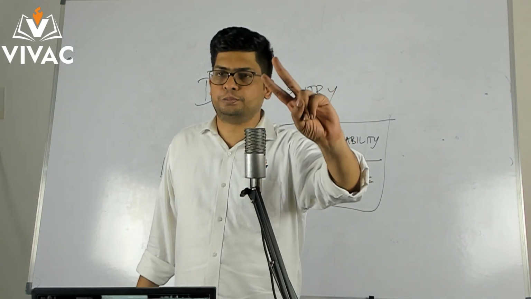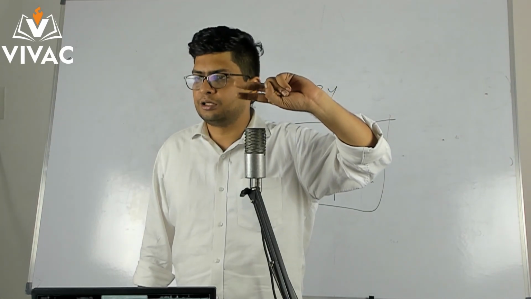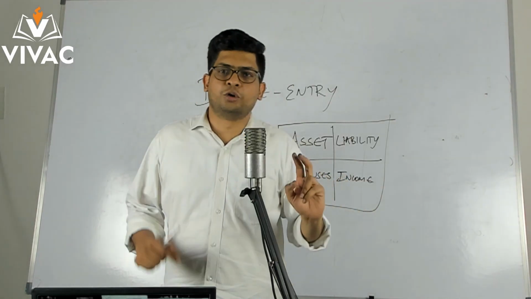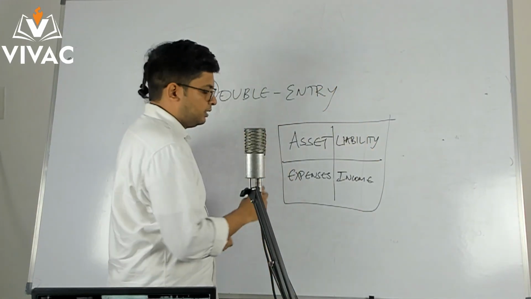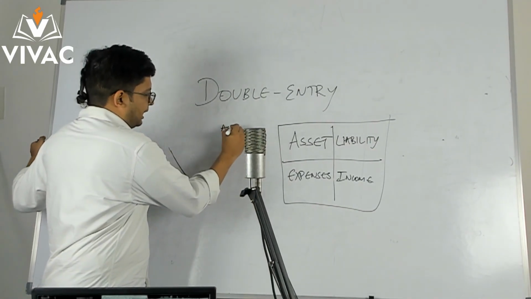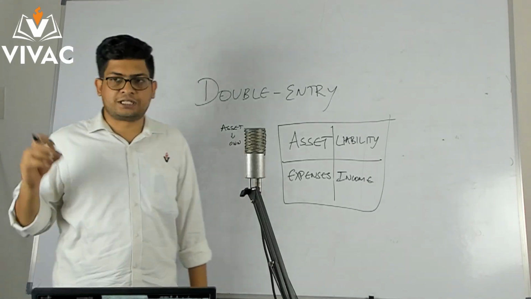There are two ways to prove. You can become owner in two ways. Okay? So we will take asset and we will break it. Asset is anything that you own. Correct? Anything that we own is our asset.